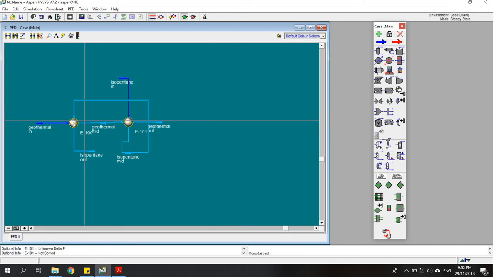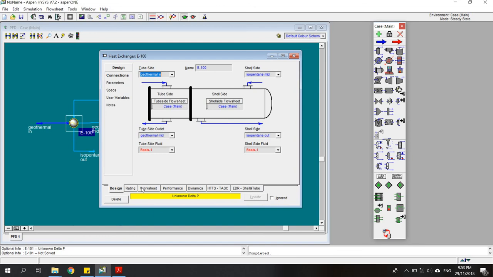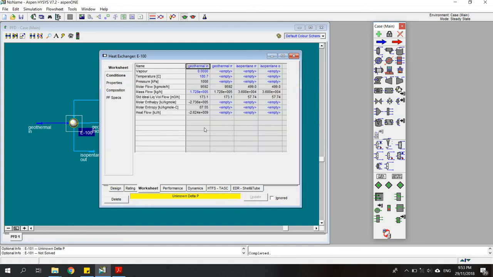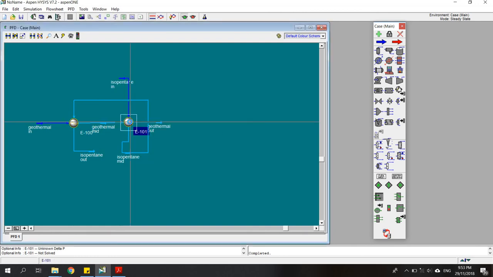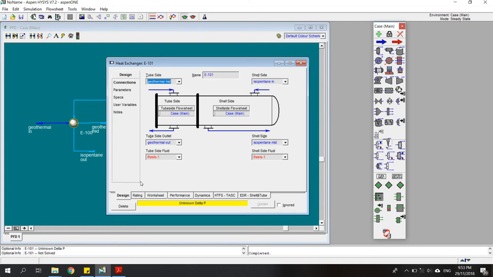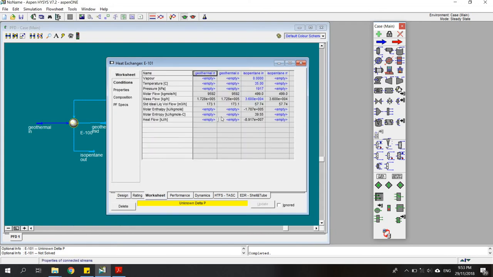Now, back to this heat exchanger and click on the worksheet tab. Okay, and then you have to define the other stream conditions as well. So we start up. Okay, I'm going to open the preheater first. So we start by filling in the pressure.